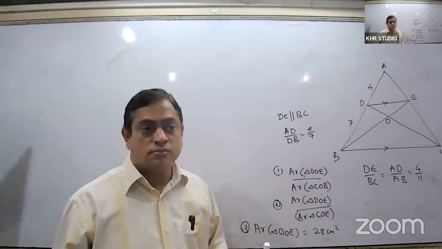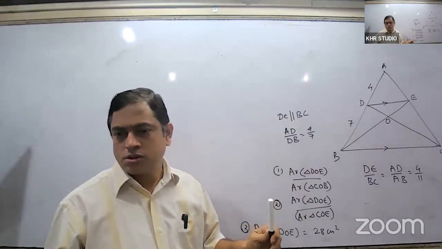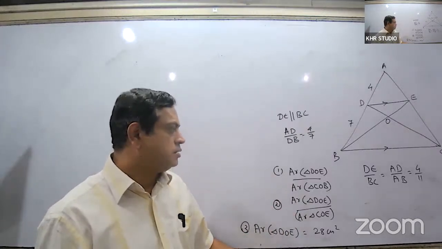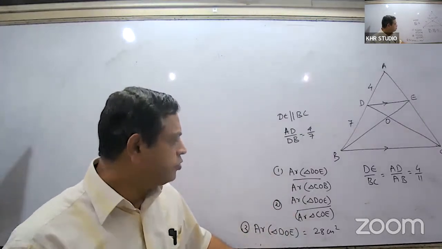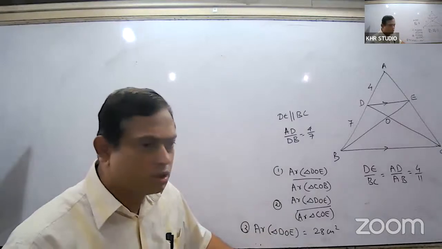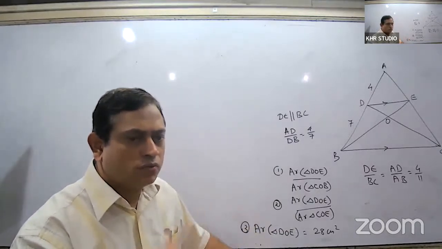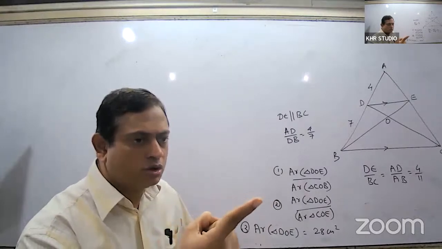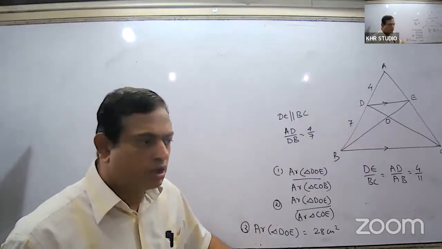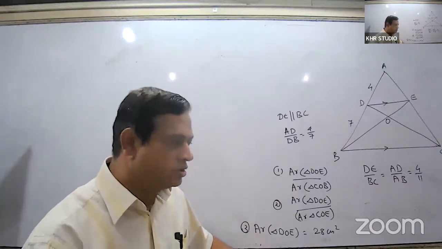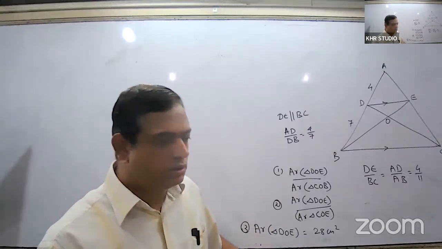Second one, who got it? Yes, Archit: 16 upon 49. DOE upon COE, that is correct. Who else? 4 by 7. If not squared, you square or divide? Square of the side.